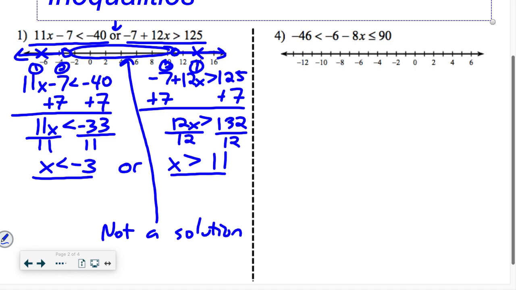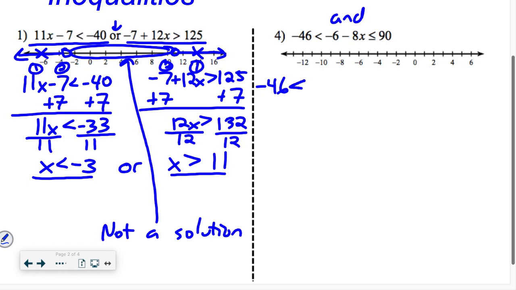Let's look at number 4. Number 4 is called an and statement. If I don't write this on there, this is actually the same as doing this. Negative 46 is less than negative 6 minus 8x, and negative 6 minus 8x is less than or equal to 90. When it's an and statement, we can write it as one compound inequality instead of two, but they mean the same thing. So one of our strategies is we can write it as two separate inequalities, and now we just solve like we normally do.